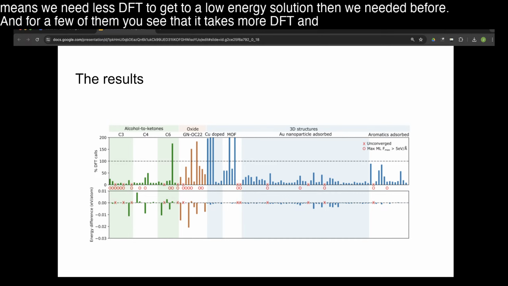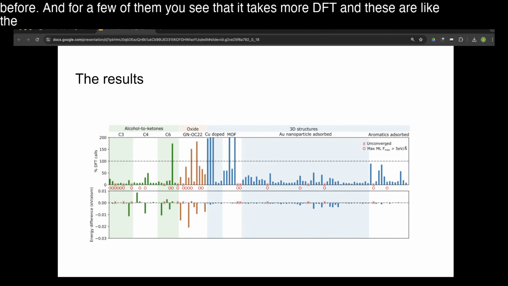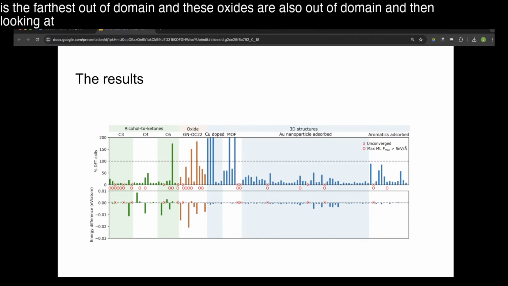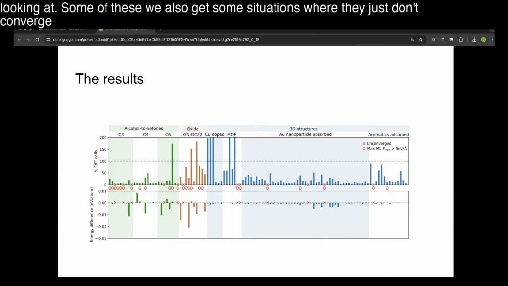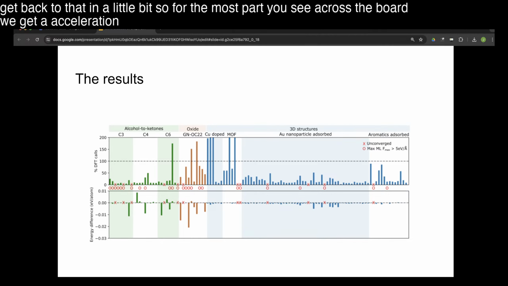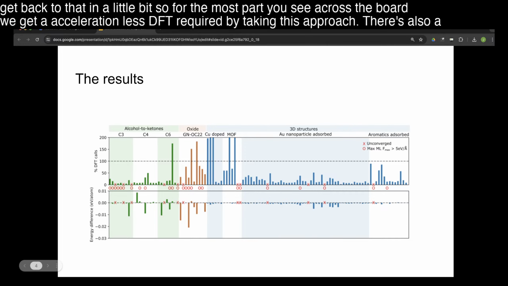And these are like the C6 is the farthest out of domain, and these oxides are also out of domain. And then looking at some of these, we also get some situations where they just don't converge. I'll get back to that in a little bit. So for the most part, you see across the board, we get an acceleration, less DFT required by taking this approach.